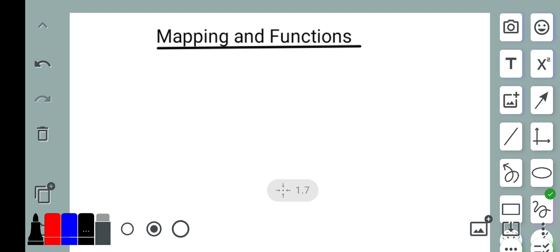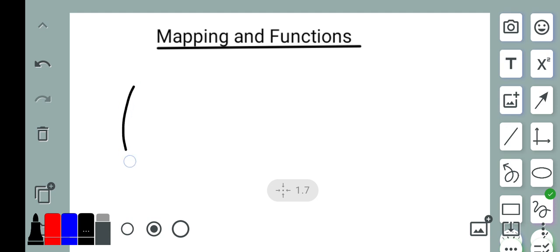We talked about mapping in the last video, and in this video we are looking at functions. So what are functions? Functions are just like mapping. Also, they are a relationship between two sets. That's a function. Let me give an example here.